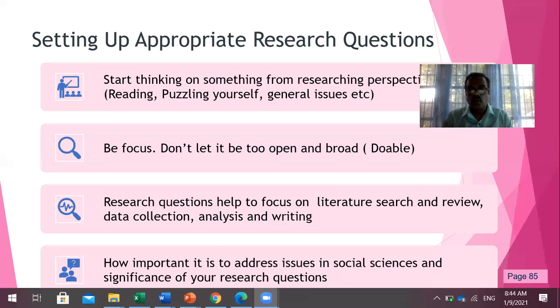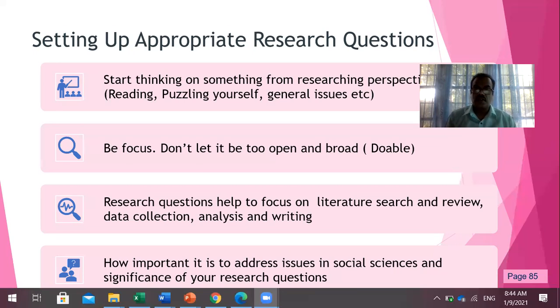If you do not focus, in research language, what we call synthesization, we have a bigger idea. From this big idea, we narrow it down gradually and come to a doable research question. That is what we call synthesization. That is needed in setting an appropriate research question. Then research questions help to focus on literature survey, data collection, analysis, and writing. So if you have formulated a good research question, then that would help you to do the rest of a research project.